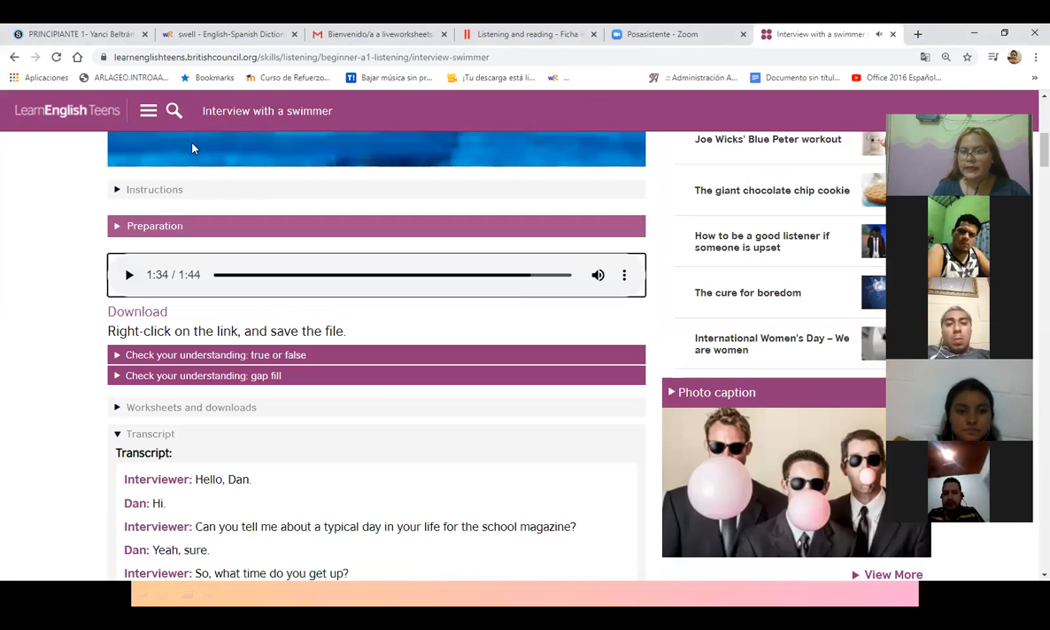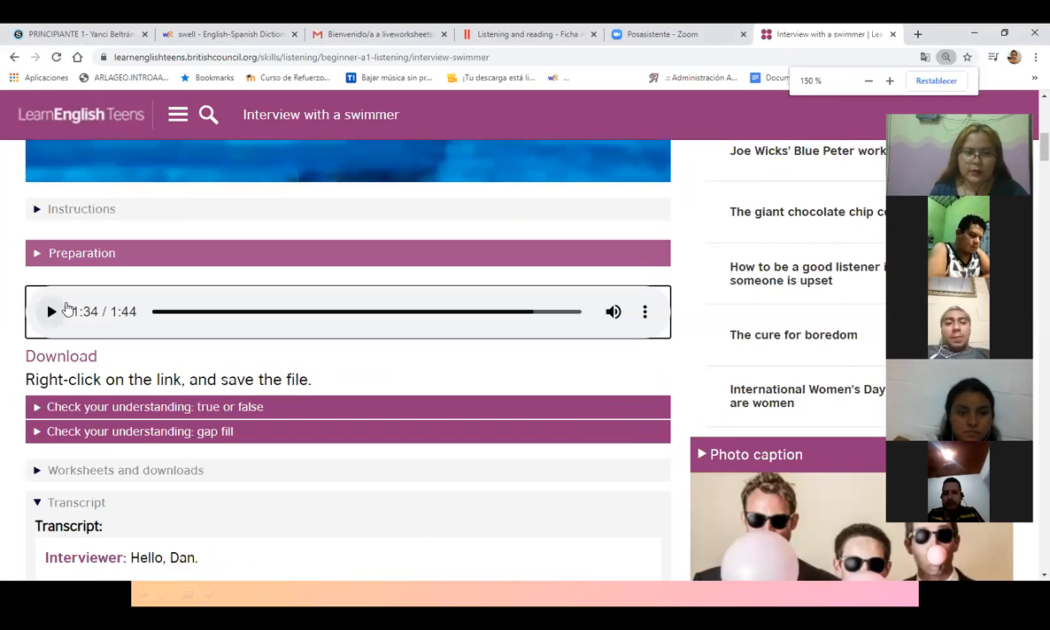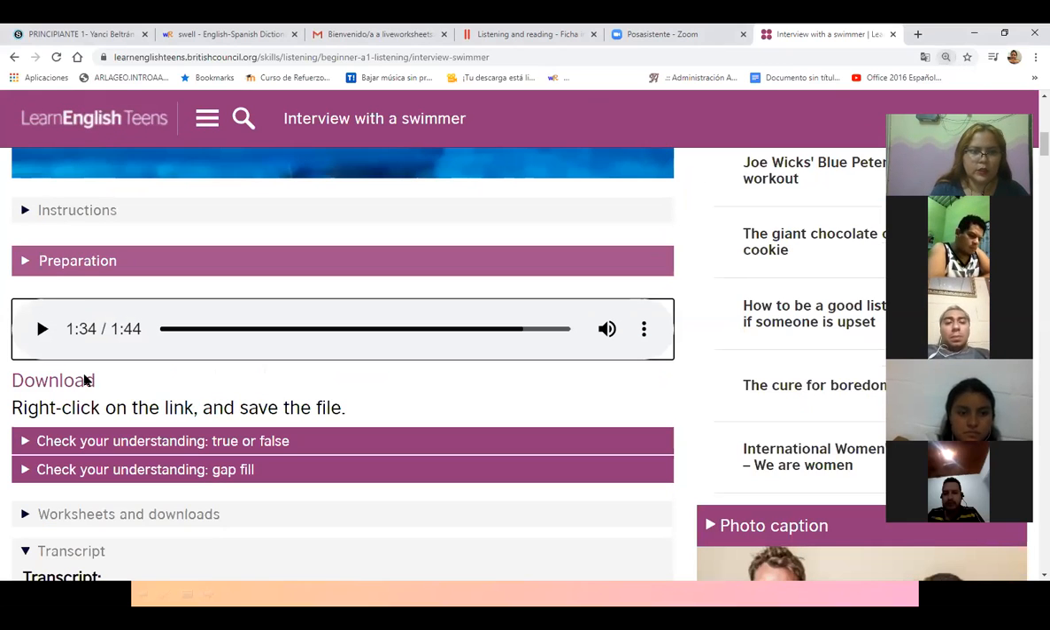Okay, so this is an example of an interview. They are asking questions about routines, about activities that he does every day. So we're going to work right now on exercise number 1. Look, exercise number 1. Check your understanding.